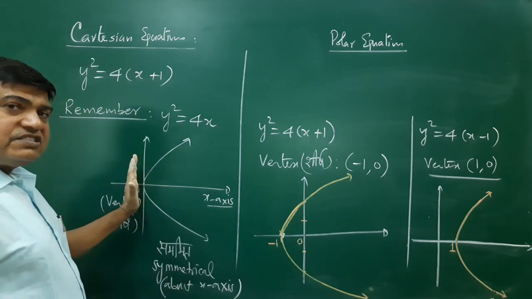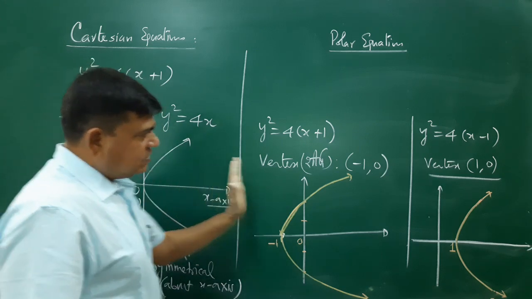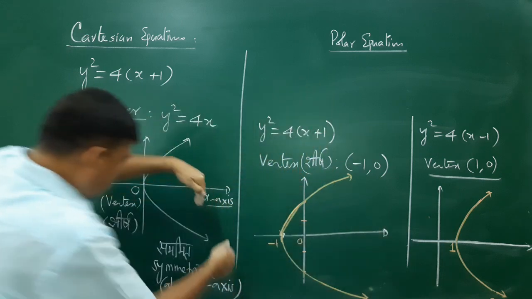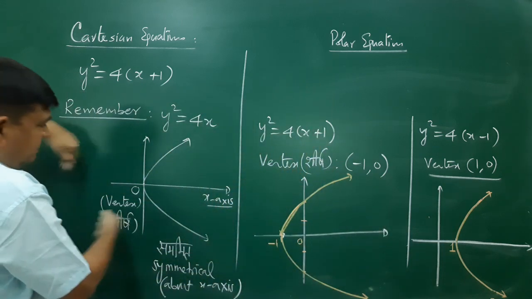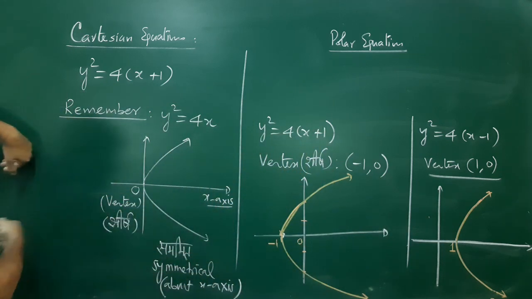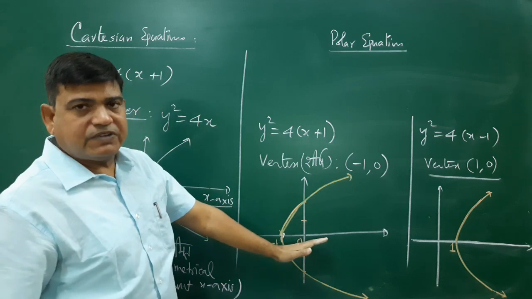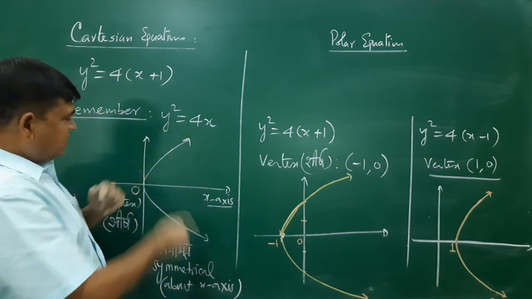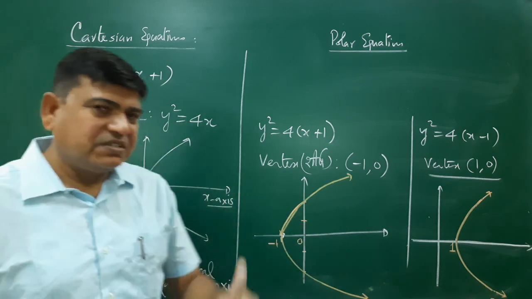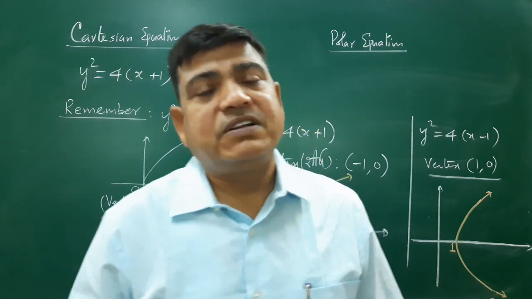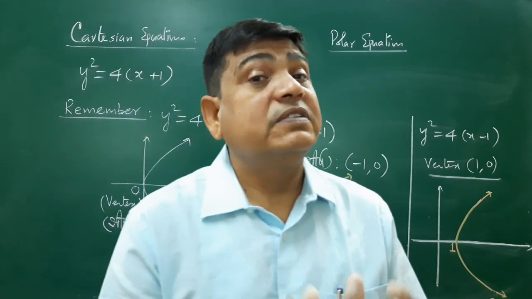Here it is, the vertex is (0, 0). If we push, we'll find this. If we draw it back, then you'll find this type of equation. And if I put a negative sign, the direction will be reversed. So this is very important. You must remember the standard equation of the parabola.